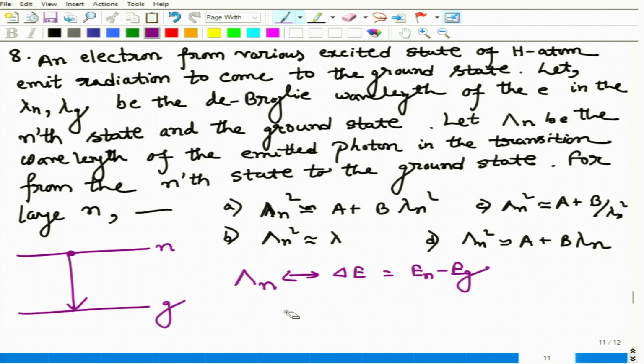and then we know that delta E should be equal to hc by lambda n, correct? A, B are the constants in this question. Okay, so delta E is this, that means equals En minus Eg. That is not important. Also important is the de Broglie wavelength; we have to find out En and Eg, what will be that? En and Eg we have to find out, then we can do these things.